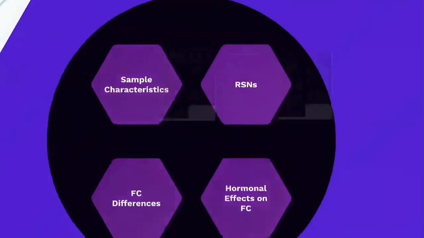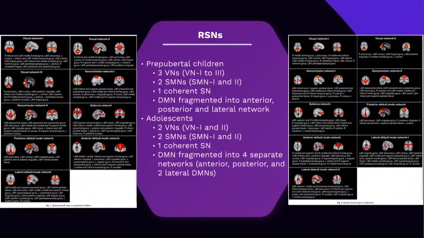Going back to the RSNs, in the prepubertal children, they identified 3 VNs, 2 SMNs, and 1 coherent SN. The DMN was fragmented into an anterior, posterior, and lateral network. In the adolescents, they identified 2 VNs, 2 SMNs, and 1 coherent SN. The DMN was fragmented into 4 separate networks.